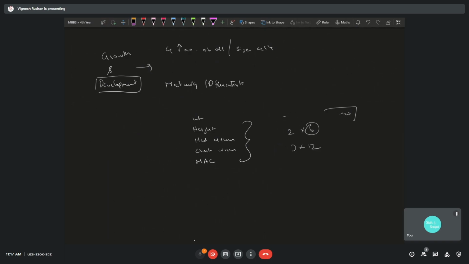There'll be one table over there. So these are all something which you need to know. Just remember the basic stuff, that the weight doubles in 6 months, and it triples in 1 year, and then 4 times in 2 years. So that is enough about weight.